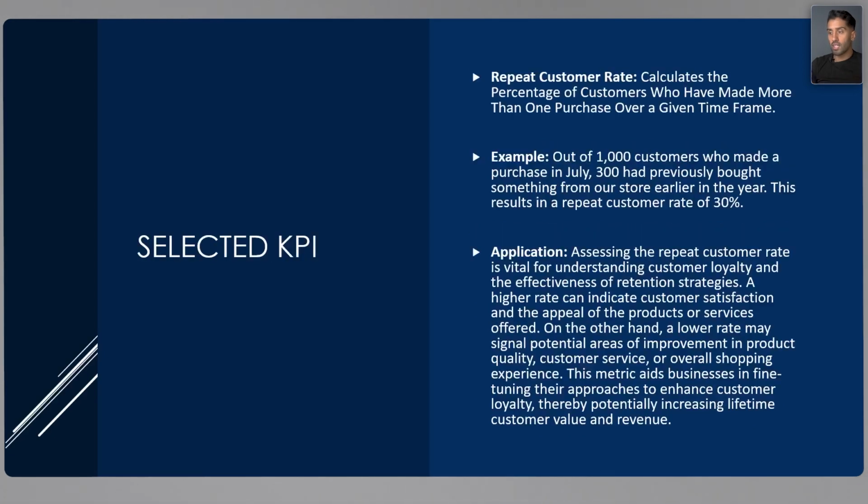Great. Before we move on, let's just make sure we understand the repeat customer rate calculation. That's also important, that we know what it is that we're trying to calculate and we really understand that. So repeat customer rate calculates the percentage of customers who have made more than one purchase over a given time frame. Example: out of 1,000 customers who made a purchase in July, 300 had previously bought something from our store earlier in the year. This results in a repeat customer rate of 30%. Fairly clear example. So read it again if you're a little bit unsure, but I think you get it.